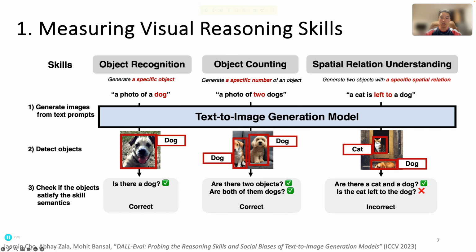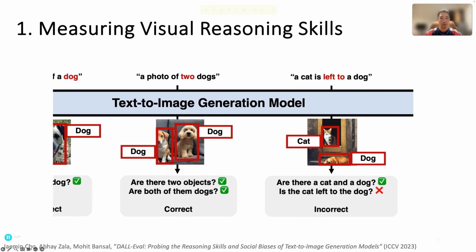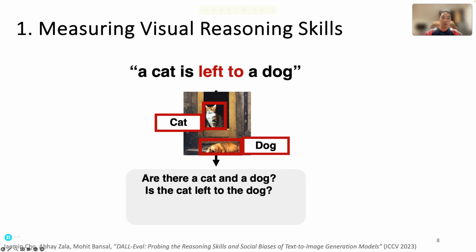We define 3 skills: object recognition, object counting, and spatial relation understanding. For this, we first prepare a set of diagnostic prompts for each skill and generate images from them. Then, we run object detection and see if the detection results are aligned with the input prompts. In this example, the model correctly generated a cat and a dog. However, it fails to place the cat to the left side of the dog.